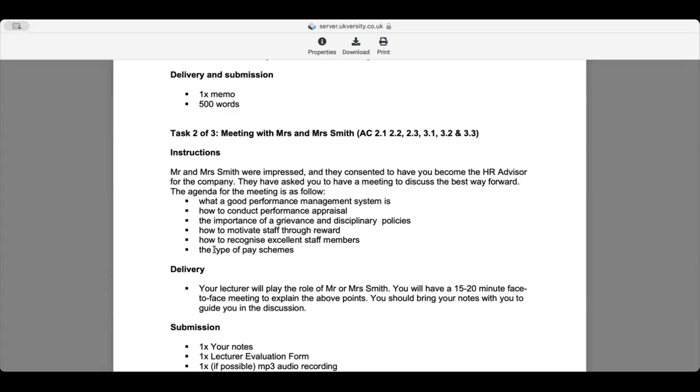Explain common pay structures such as hourly wage, fixed salaries, commission-based pay, and performance-related bonuses. Conclusion for this task: summarize the importance of implementing a strong performance and reward system, and encourage the directors to invest in staff development to increase company success. Your notes should be structured clearly so that you can refer to them easily during your meeting.